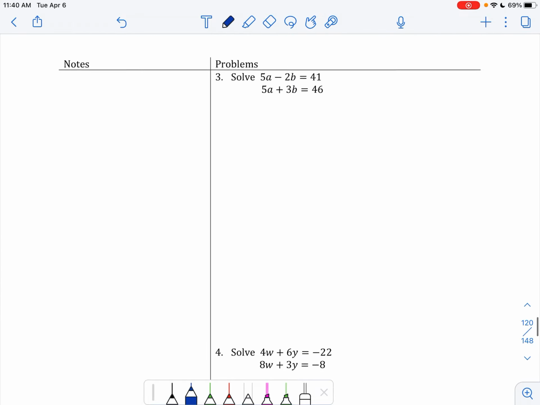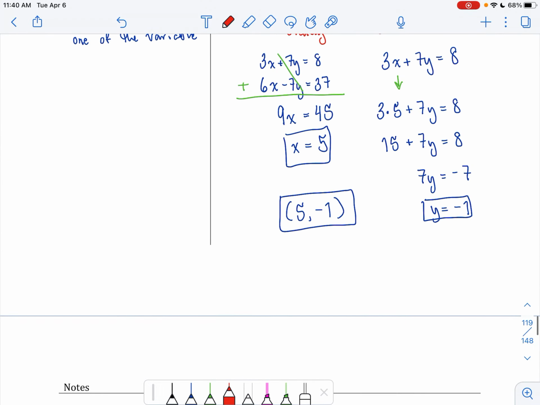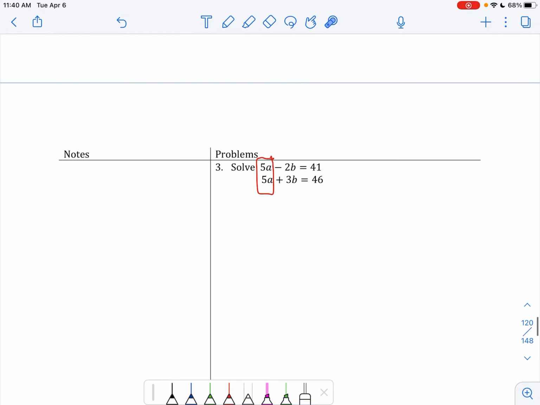Now, of course, sometimes they won't be as perfectly set up to eliminate as that one was. Here, if we look at number 3, it says solve 5a minus 2b is equal to 41, and 5a plus 3b is equal to 46. So again, we're looking here, 5a and 5a. Those look ready to cancel out, but instead of having the negatives mismatched, where we saw here, where it's positive and then negative, so they immediately canceled out, here we need to put in a negative.